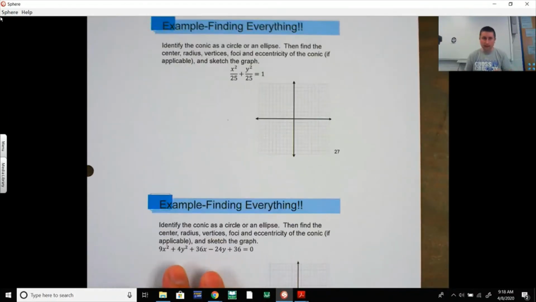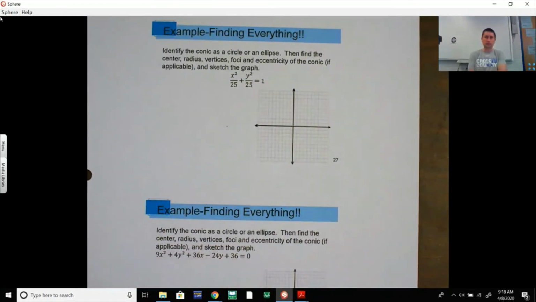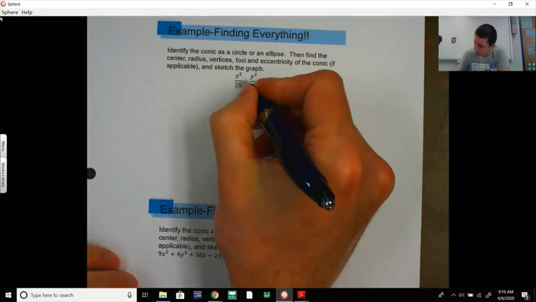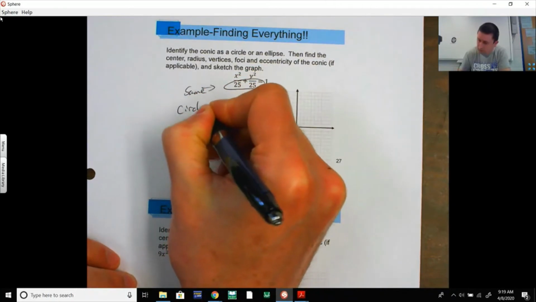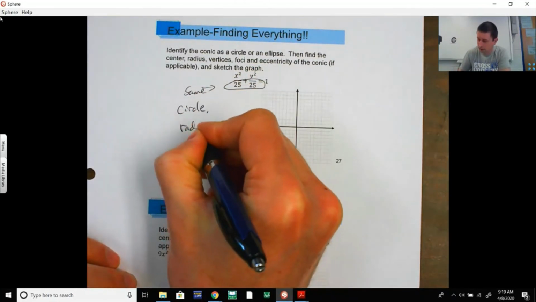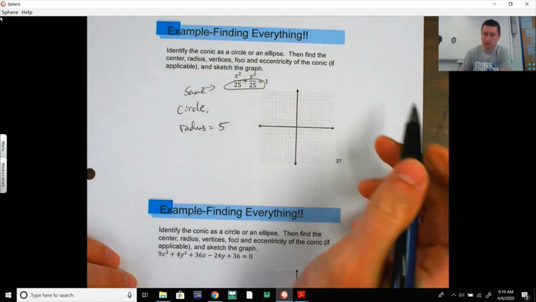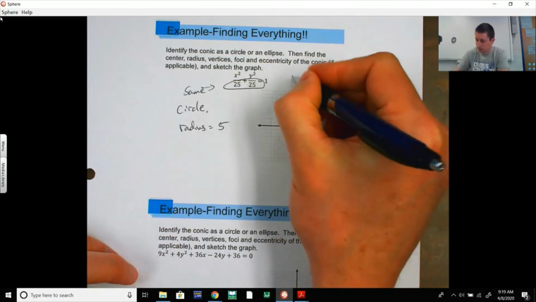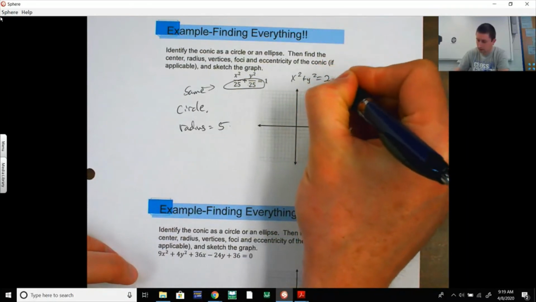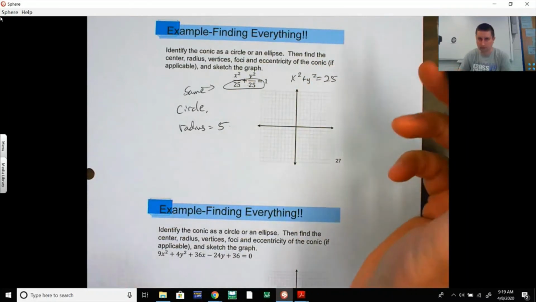Identify the conic as a circle or ellipse, then find the center, radius, vertices, foci, and eccentricity of the conic, whatever is applicable there. You're not going to have vertices if you have a circle. And sketch the graph. So you see down here, these are the same. That tells you you have a circle. Your radius is going to equal 5. It's the square root of 25. If you multiply each of these parts by 25, you're going to have x squared plus y squared equals 25, which we've seen as a circle.